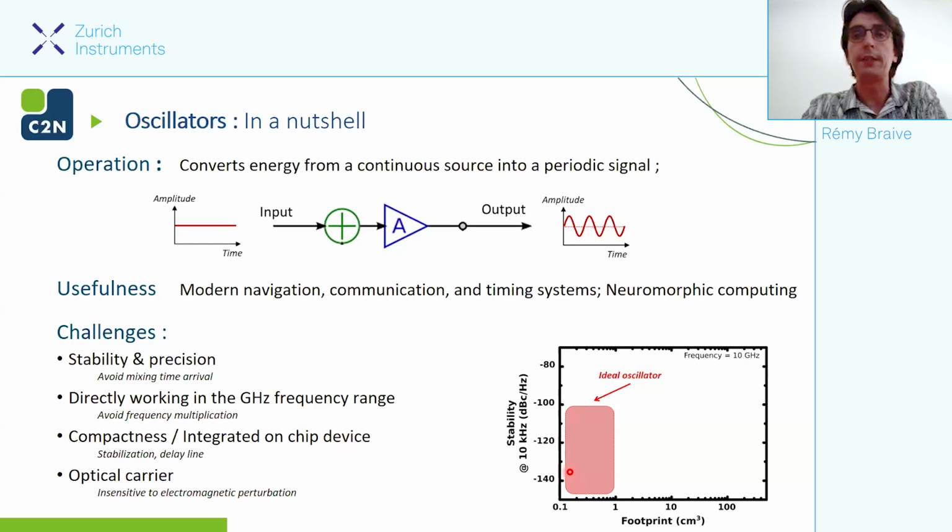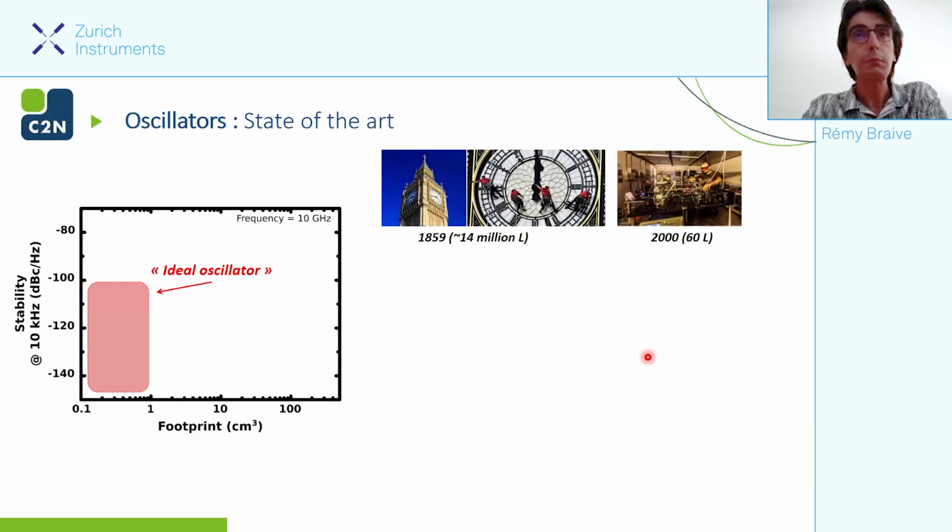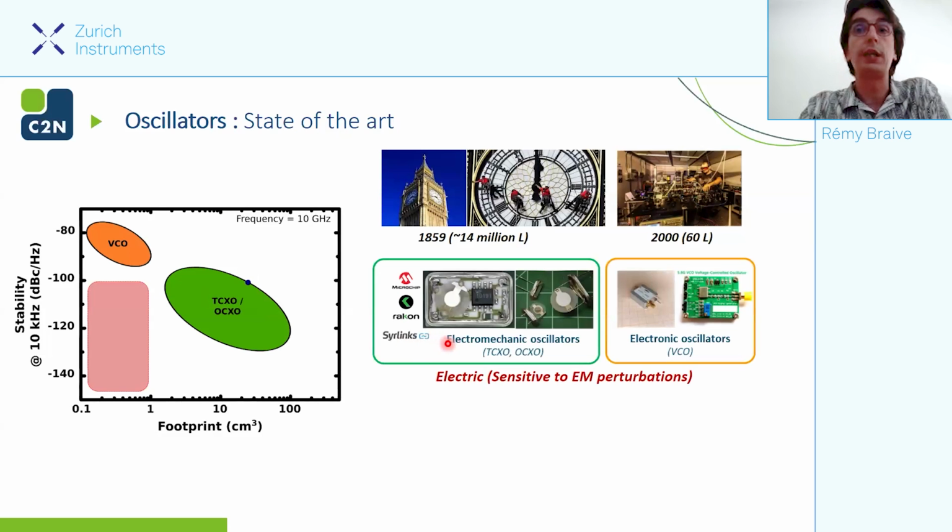If we look at this, we can investigate the state of the art in this frame. Of course, you can think about clocks, but some clocks are quite complicated to move and to share, such as this famous Big Bang, or some tabletop experiments that, of course, don't fit this frame. But there have been some developments with electromechanical oscillators or quartz, and some extra developments with TCXO or OCXO, as well as electronic oscillators.